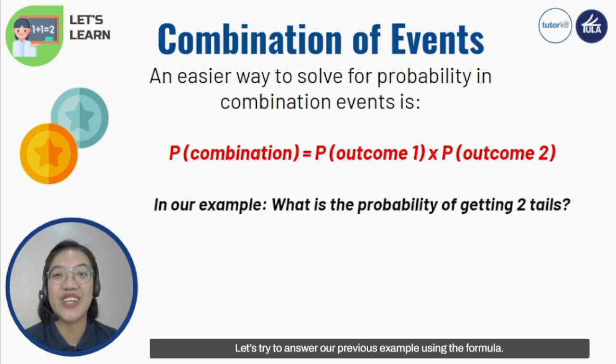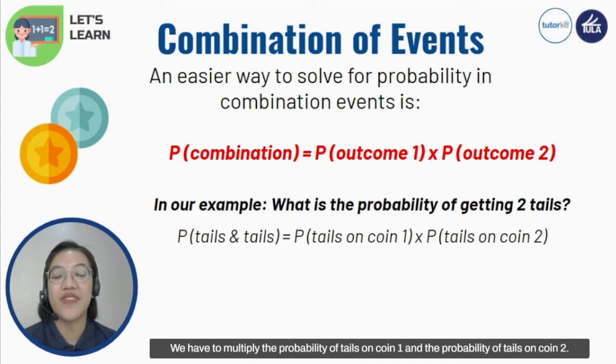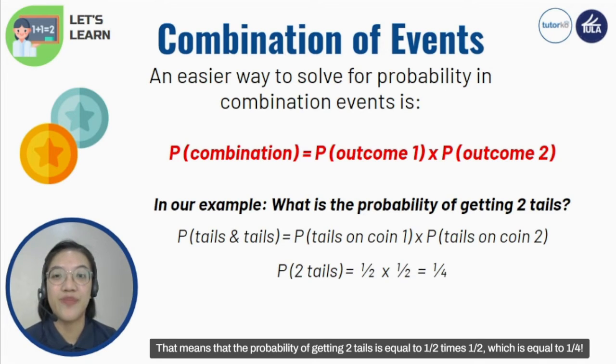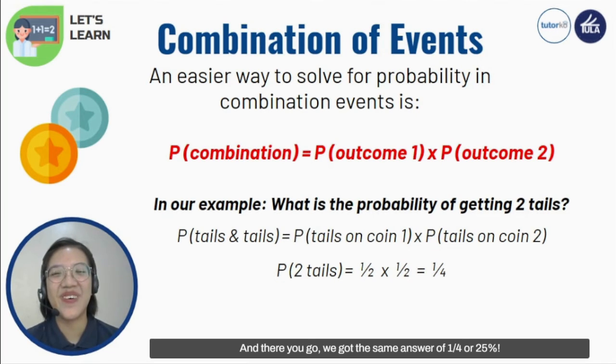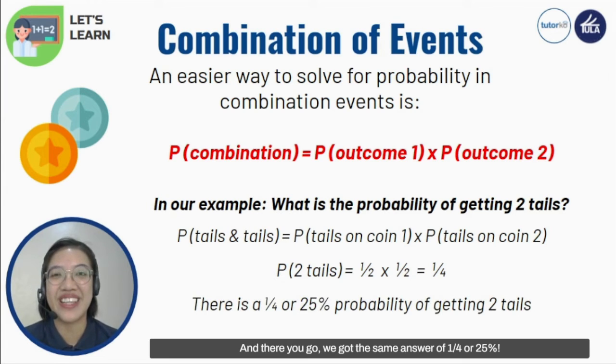Let's try to answer our previous example using the formula. We have to multiply the probability of tails on coin 1 and the probability of tails on coin 2. That means the probability of getting 2 tails is equal to 1/2 times 1/2, which is equal to 1/4. And there you go. We got the same answer of 1/4 or 25%. Mas madali ito kaysa sa listing method, diba?